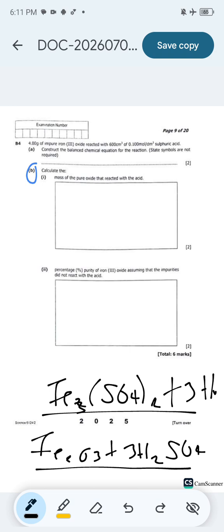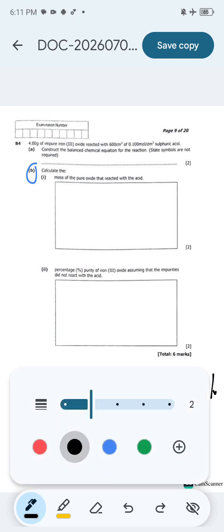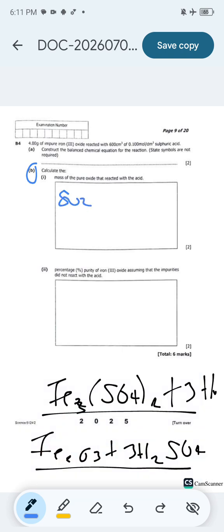So we want to find the mass of a pure oxide that reacted with the acid. So what are we going to do? First of all, let's use the known values. We have the values for sulfuric acid, H2SO4. So we can calculate the number of moles for sulfuric acid because we are given the concentration and volume. So these values, we are going to keep them.